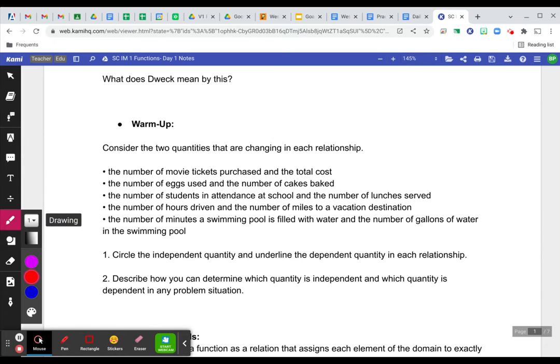So what we say here is the total cost depends on the number of movie tickets purchased. So as you can see, it says circle the independent quantity, underline the dependent quantity. Let's look at another one here.